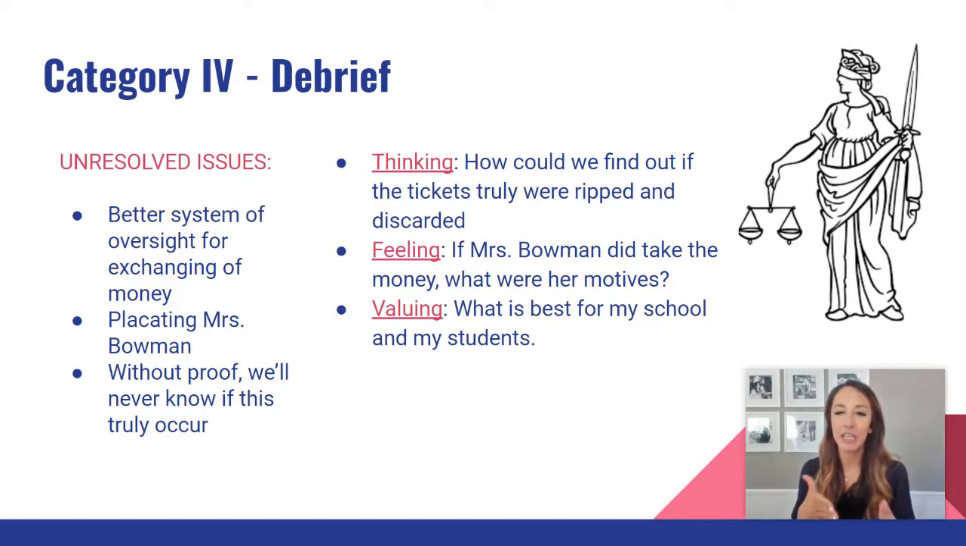I was trying to put myself in Mrs. Bowman's shoes and how she was feeling, being told no, that they weren't going to fund her daughter's trip, and then working at the school that told you no. I was trying to see, like, okay, maybe there's a motive there. And as a parent, you're always wanting to do what's best for your kid and be able to give your kid everything. And so I was kind of thinking, okay, maybe there's a motive there. And valuing the whole time, I was valuing what's best for my school and what's best for my students. What do I need to do here to ensure I'm doing what's best for my kids?